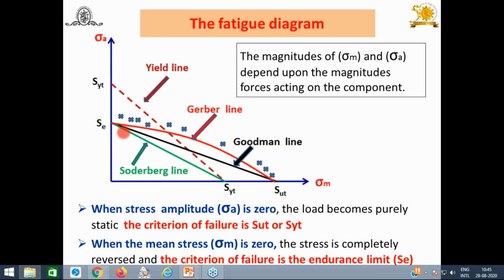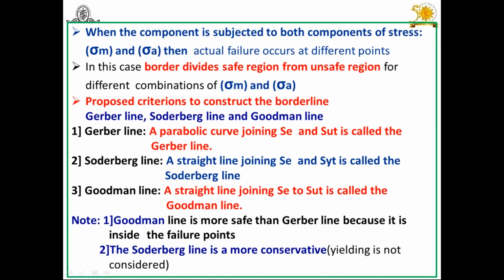But look at this diagram. Whatever the points coming in Soderberg, in other words, it's a very conservative line. Conservative means the area covered inside this line is very small compared to the Goodman, and that's why we consider it. It's like assuming a higher factor of safety in a static load condition. So the Soderberg line is more conservative than the Goodman line. That's why, out of Soderberg and Goodman, the Goodman line is more feasible and the best one to use while solving problems of components subjected to fluctuating or alternating stresses.